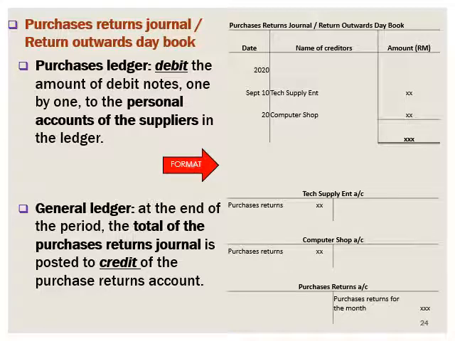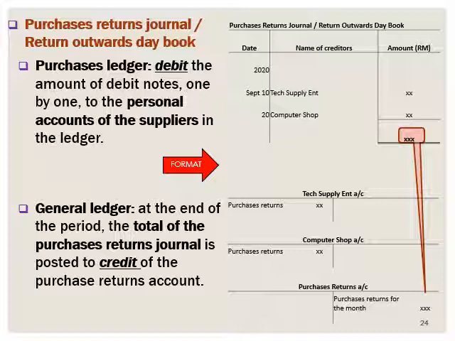To record the purchases returns in the purchases returns journal or return outwards daybook, we need to debit the amount of the debit notes one by one to the personal accounts of the suppliers in the ledger. In the purchases returns journal, we will list out the names of the creditors involved together with the date and the amounts. From the purchases returns journal, we then transfer the items to the relevant general ledger. For the purchases returns, the double entry involved will be debit creditor and credit purchases returns.